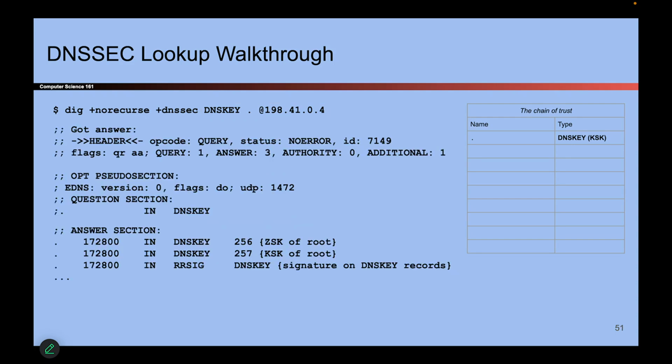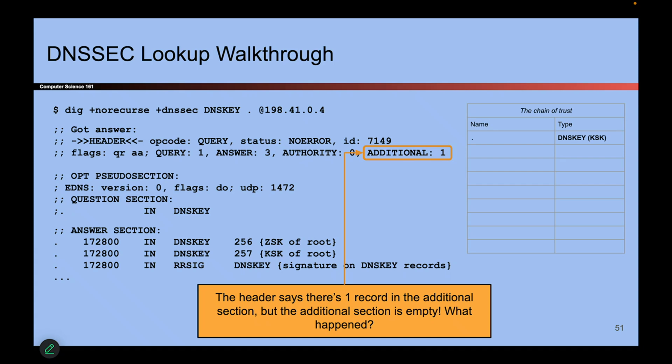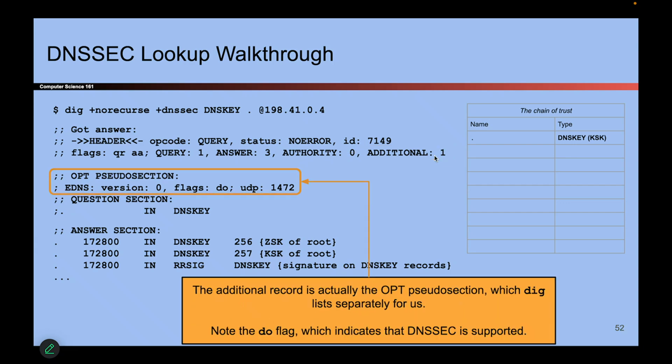And so the root name server comes back with the same old DNSSEC response. And this time, there's an interesting thing that we notice. Maybe you noticed it when we talked about DNS. Now that we're talking about DNSSEC, we'll call it out again. What's this additional record? I don't see any additional record here. So why is it telling me that there's one additional record? Well, that's this pseudo section right here.